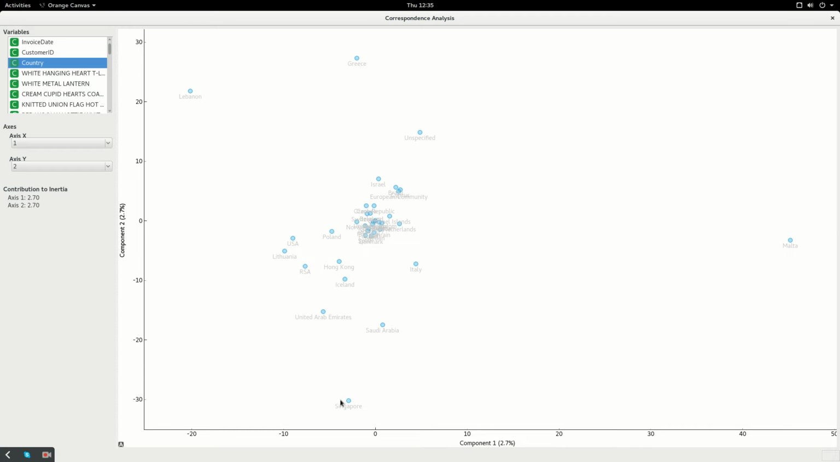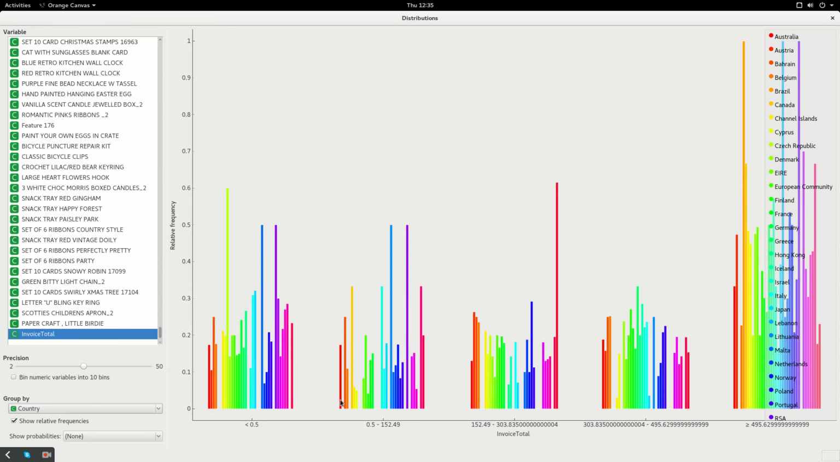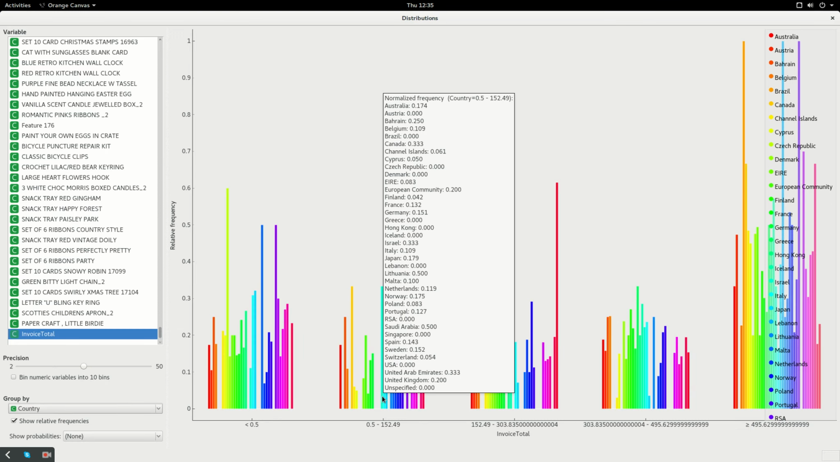So let's have a look at what's going on with Singapore. We would imagine it to be somewhere in the middle, right? Now what the middle means is up to us to determine. So if we look at the ones in the middle, look at the transaction values in the middle, Singapore is actually not represented at all.